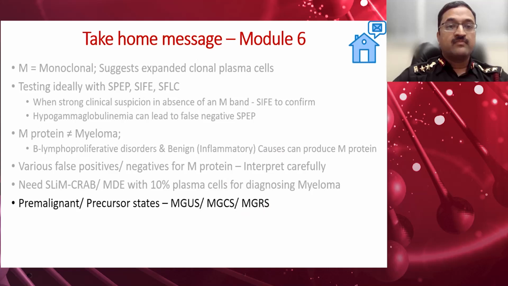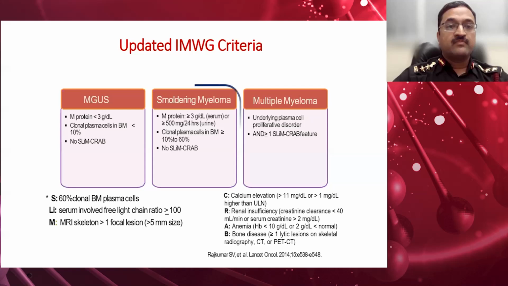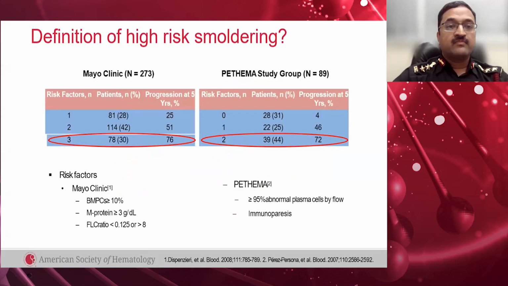Now, there is another condition which lies in between MGUS and overt myeloma, which is smoldering myeloma. So let's quickly talk about smoldering, when M protein is present in the absence of myeloma. This is defined by the IMWG by the following criteria: the M protein is more than 3, the clonal plasma cells are between 10 to 60%, but there is no SLiM CRAB criteria. These are individuals who have higher chances of conversion to overt myeloma, up to 2% per year.